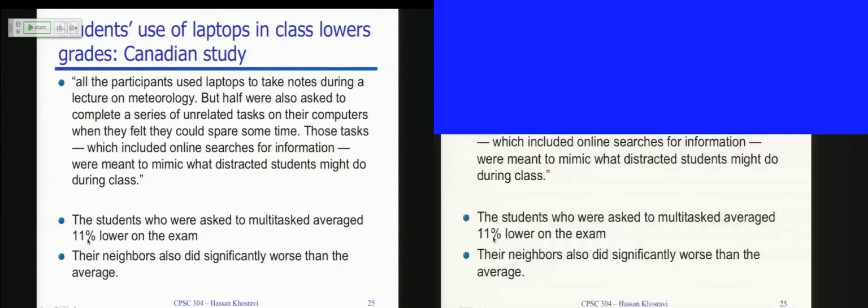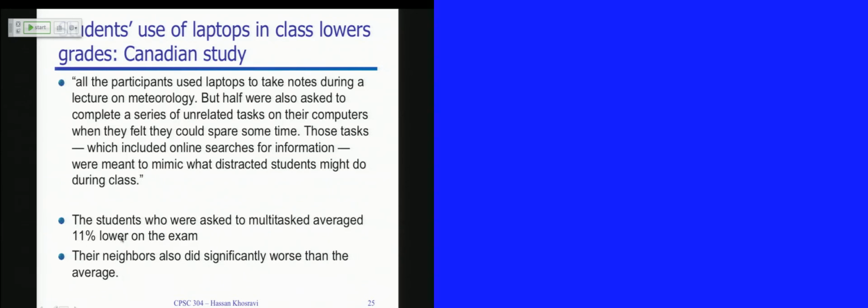The last study that I've seen shows that there's an 11% lower average for those that are multitasking during lectures. And it's not just for yourself. People sitting around you will also be significantly distracted while you are shopping on eBay because they just feel like, man, I should get that as well. So you're tempting other people not to listen as well.